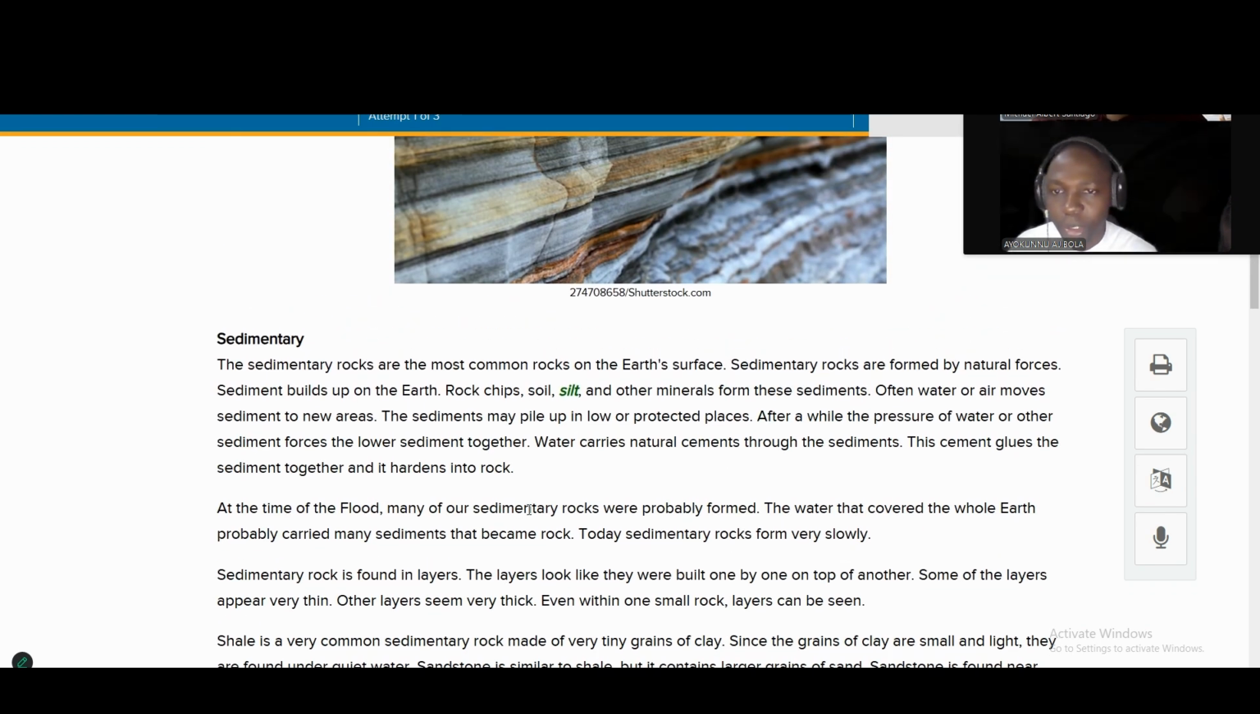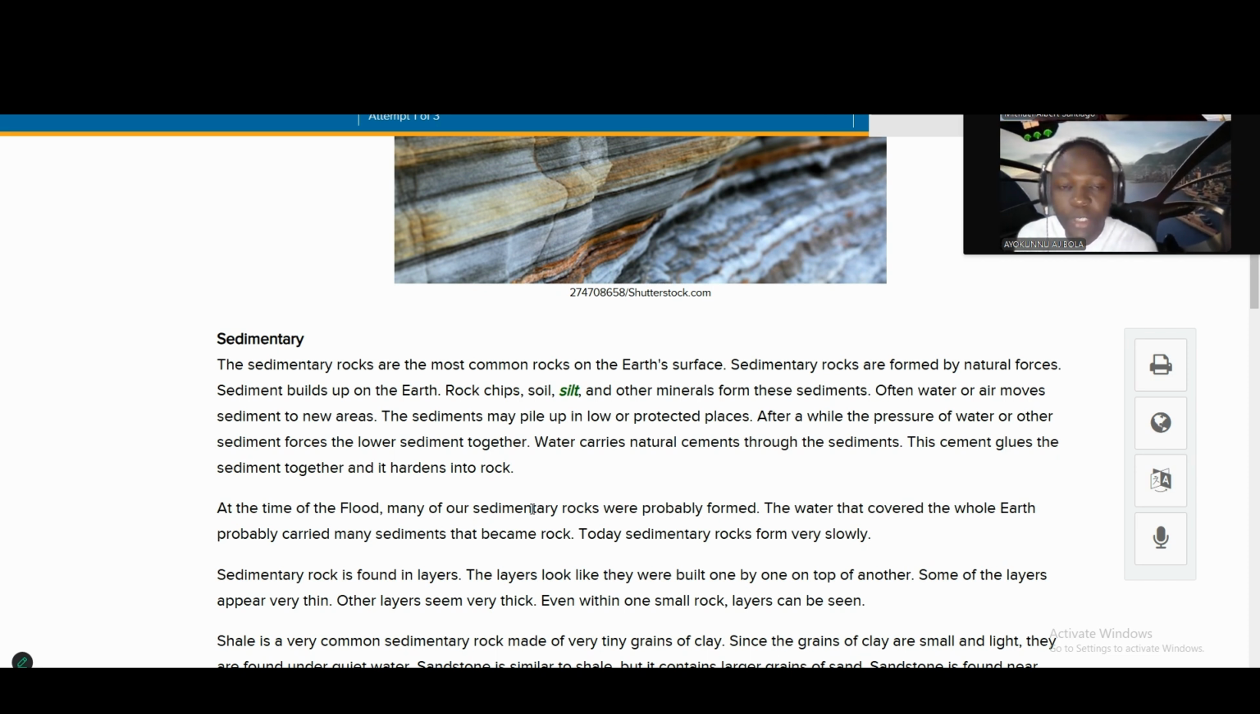Okay, sedimentary rocks are the most common rocks on the Earth's surface. Sedimentary rocks are formed by natural forces. And what are these natural forces? We're going to talk about it.